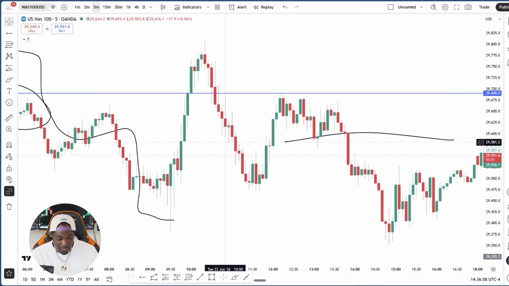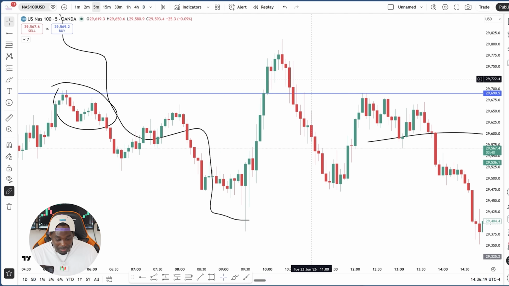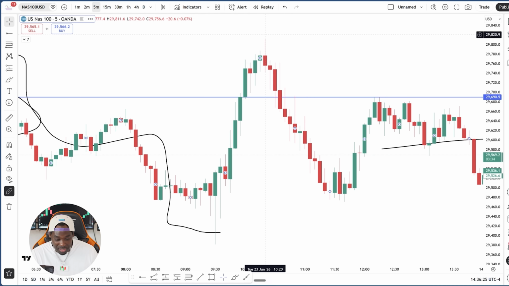So right here, we have the market going to this key level. I'm looking for some type of rejection. We did break above this key level, but in my opinion, we didn't go too far, so I was still looking for sells. So we had this nice rejection right here.